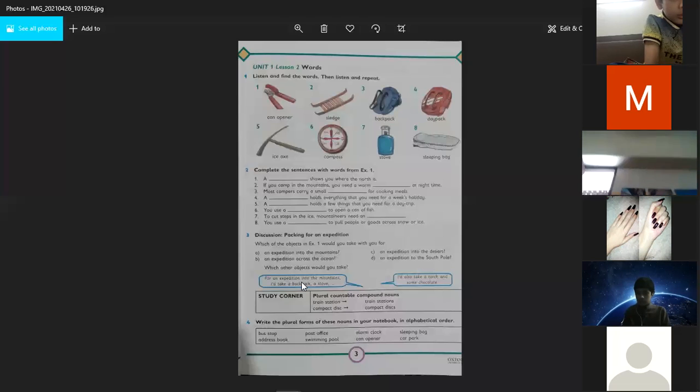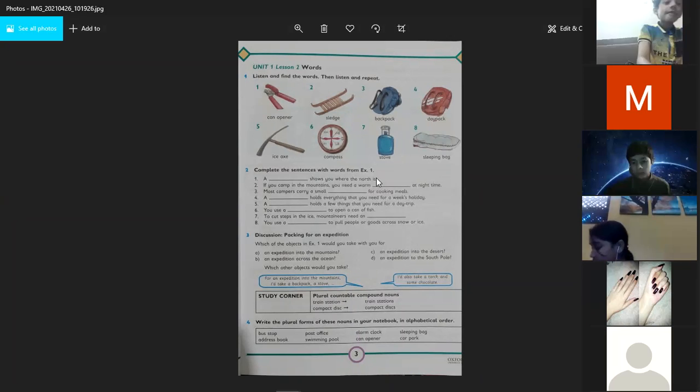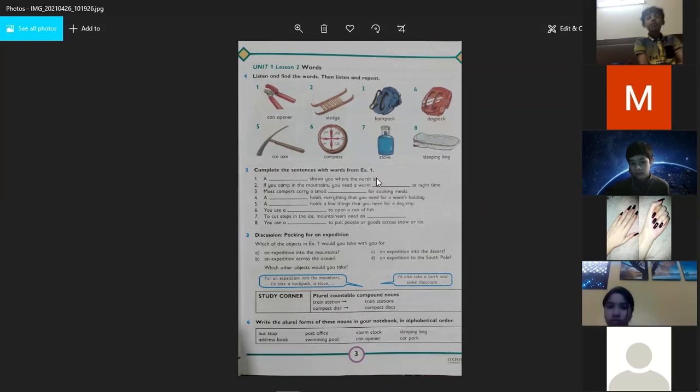Can you see the picture? Can you see the picture of page number 3? Okay, take out this page. Now this is lesson number 2 started. Look at the heading. Unit number 1, lesson number 2, words. Do you understand? Now this is lesson 2. We have started lesson number 2.